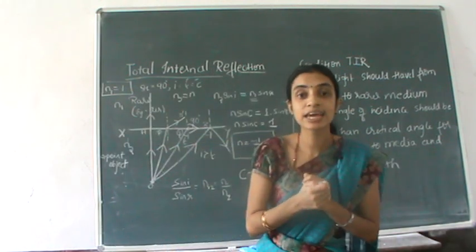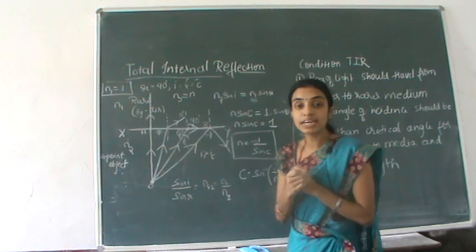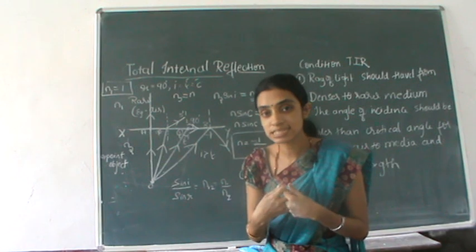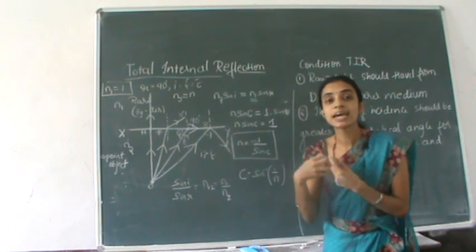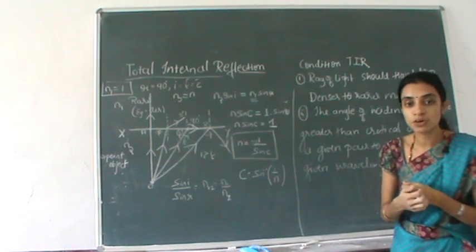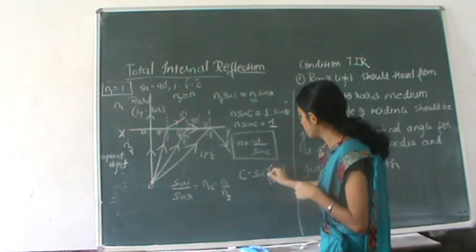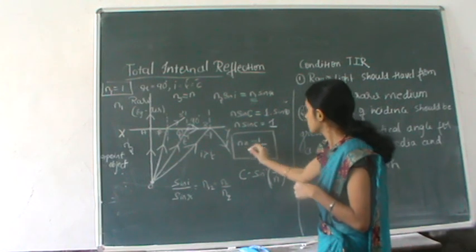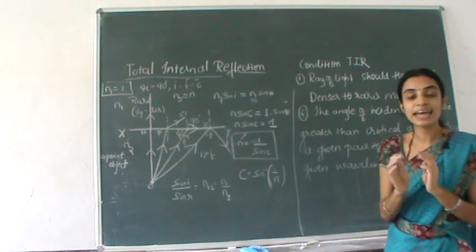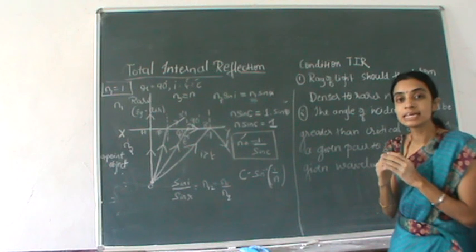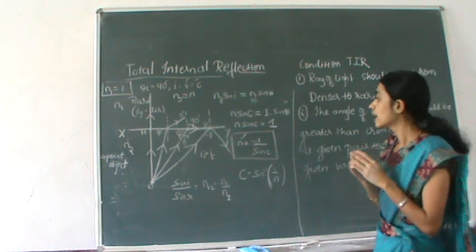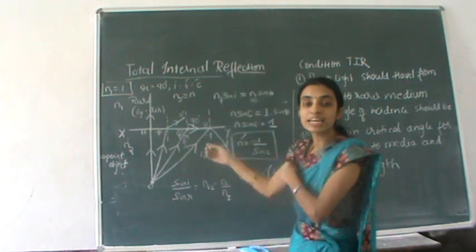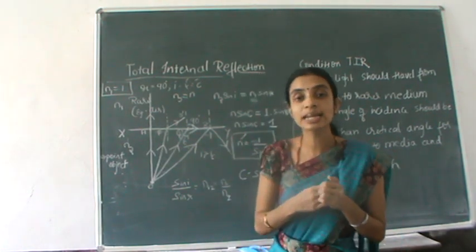What I can say, if the refractive index value is high, critical angle value will be less. That also once again inversely proportional. Okay. So the relation between critical angle and refractive index, that is n is equal to 1 by sin c. Okay. In the next class, I will explain the applications of total internal reflection.